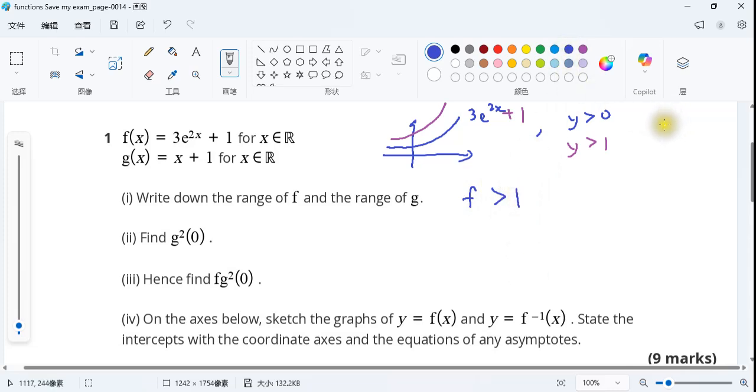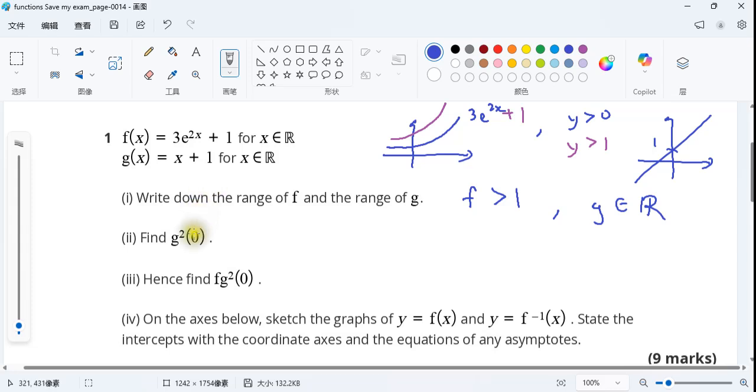And then for g(x), we have y equal to x plus 1. So g can be any number. Okay, g can be any real number.